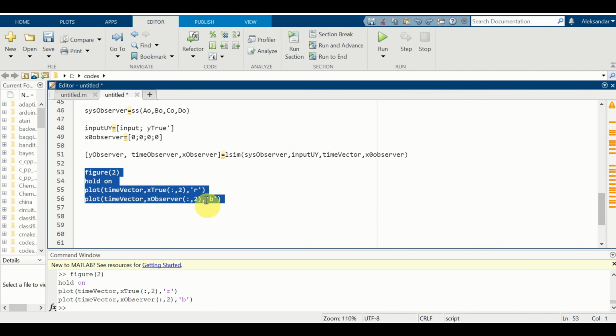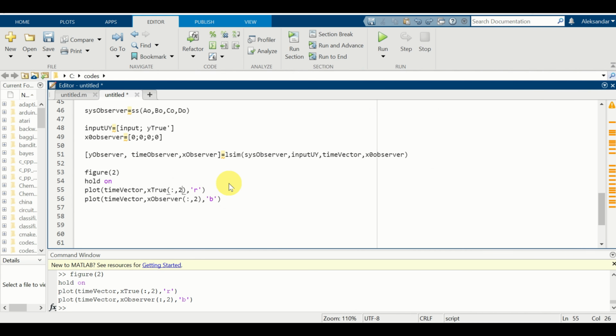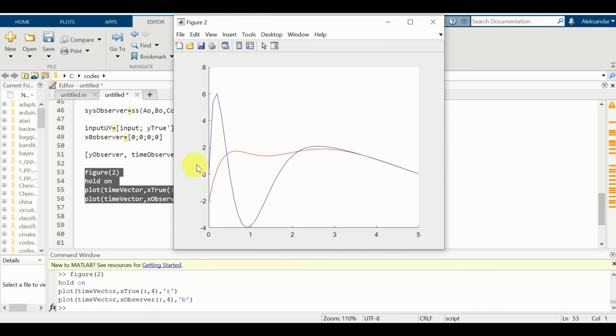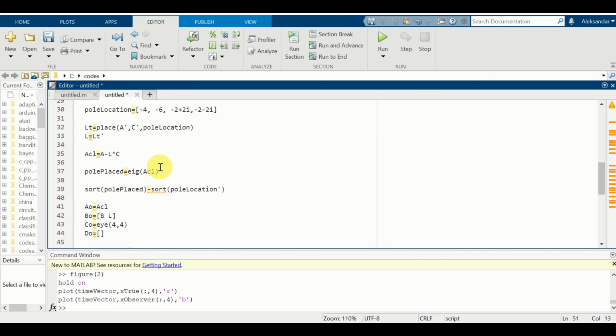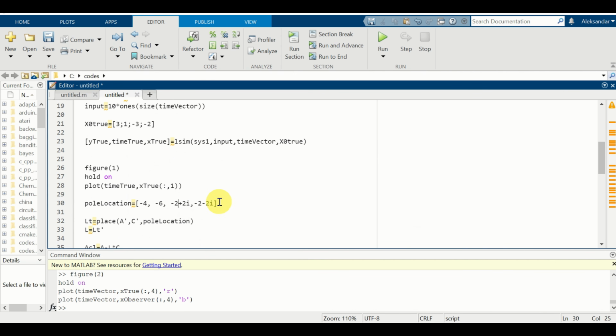You can verify these graphs by, for example, selecting different states. Let's select x4 and let's see what happens with the x4. x4 is the velocity of the second object. Again, after some initial transient period, the observer will follow our state. Perfect. You can improve these graphs by, for example, changing the eigenvalues of the closed loop system. For example, we can make the tracking performance to be faster if we push these poles further left.